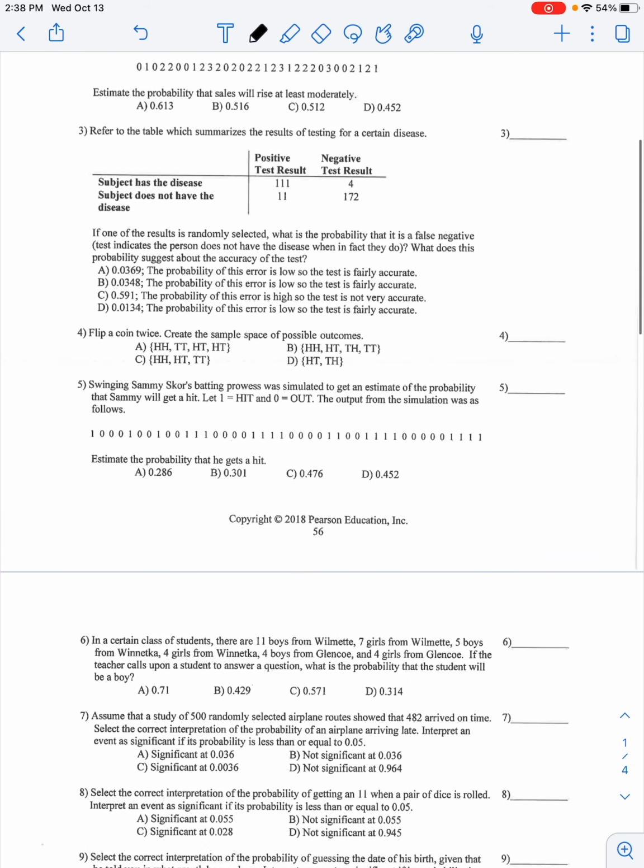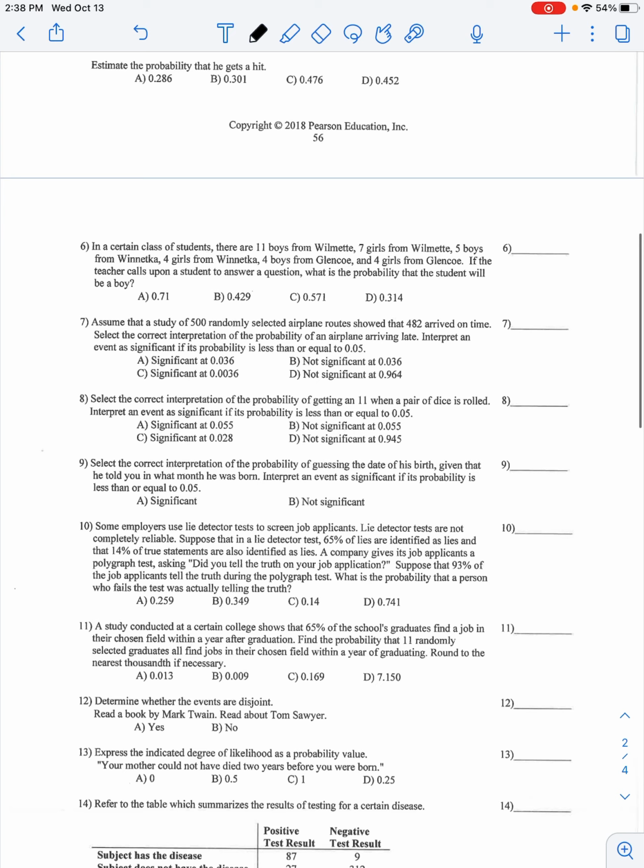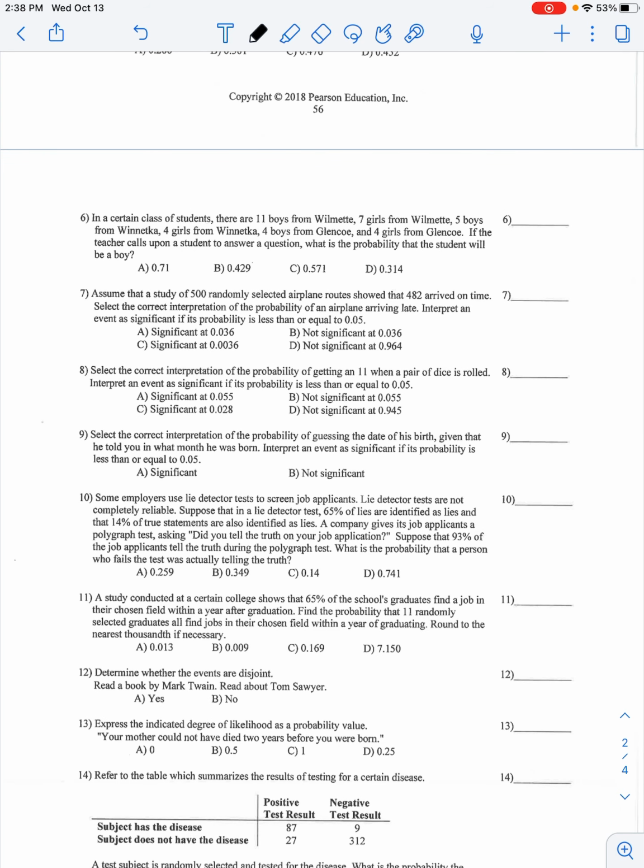Okay, let's do another one. Let's do number 7. Assume that a study of 500 randomly selected airplane routes showed that 482 arrived on time. Select the correct interpretation of the probability of an airline arriving late. So you have the number of on time out of all. You are looking for probability of late. So 500 minus 482 is equal to 18.